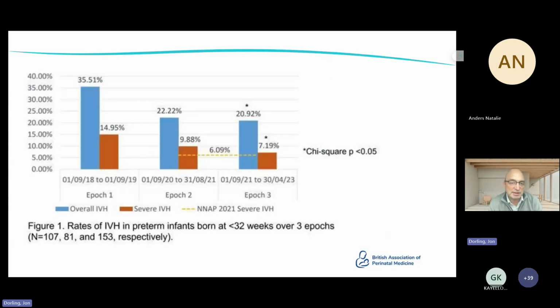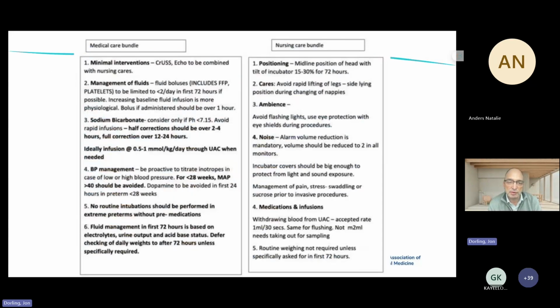The other thing this abstract did was provide some data in the form of this figure. So we've got a graph showing the rates of IVH over the 3 epochs, and that's really quite helpful. And they also showed us what their medical and nursing care bundles were for this quality improvement project.